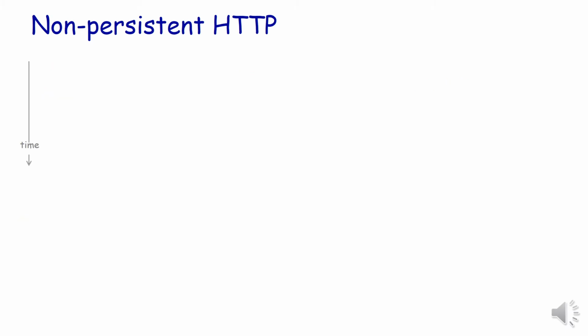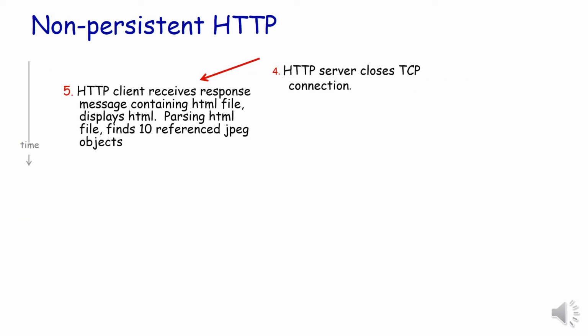Then once the requested object is received, the server closes the TCP connection. Then for the second object, again the client has to generate a request, and again the connection has to be established, then the second object is sent, and so on. This has to be repeated for all the 10 different objects. So steps 1 to 5 have to be repeated for each object. This is how the non-persistent connection works.